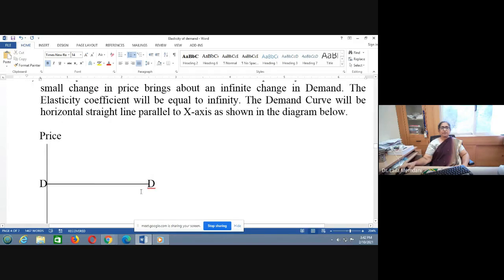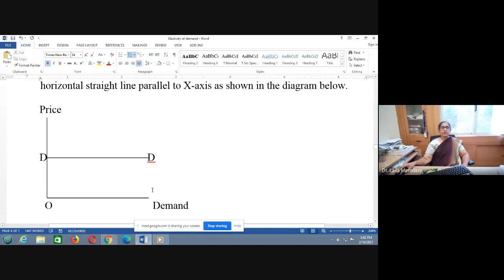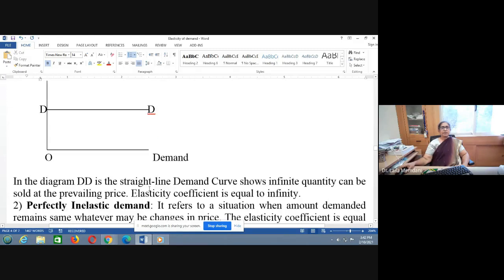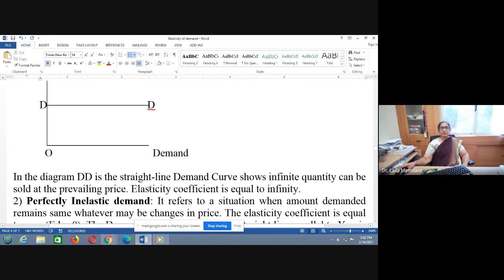So in this diagram, you see this is the demand curve. A small change in price, that is a negligible change in price, brings about an infinite change in demand. So we cannot measure the change in price. In fact, this kind of demand curve we find in perfect competition, where sellers can sell as much as they want at the prevailing price. So this is one of the extremes, where the elasticity coefficient is equal to infinity.